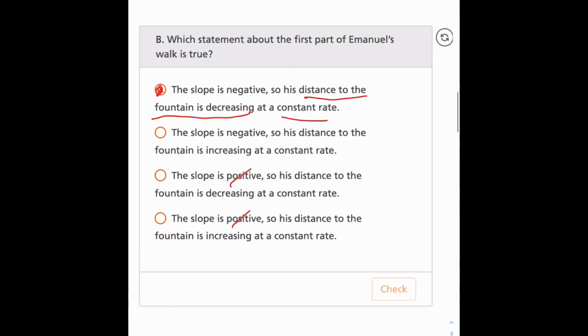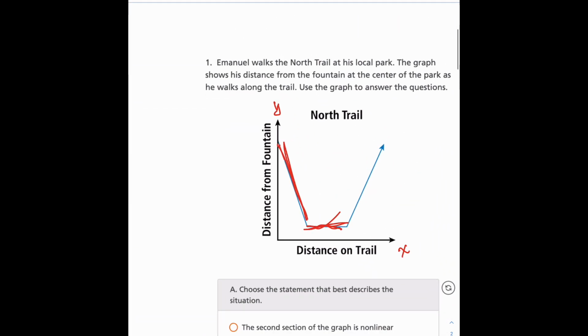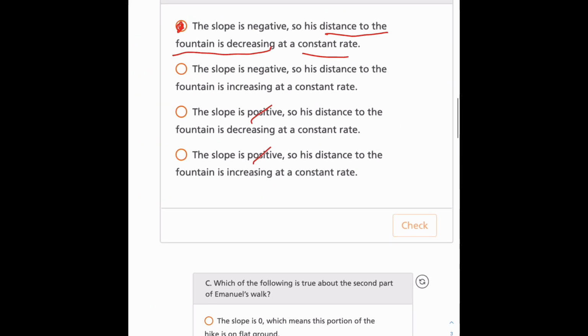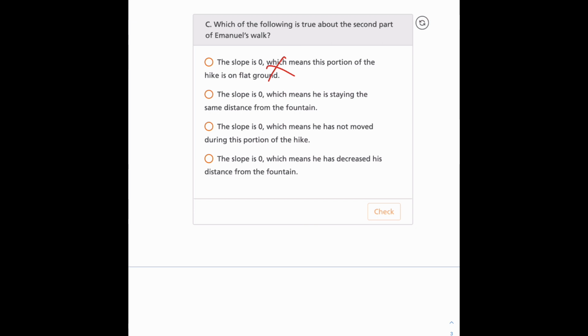That's not what it means. There's nothing on here about elevation of the ground. It's just distance from the fountain and distance on the trail. So that's definitely not true. So not this one. The slope is 0, which means he is staying the same distance from the fountain.